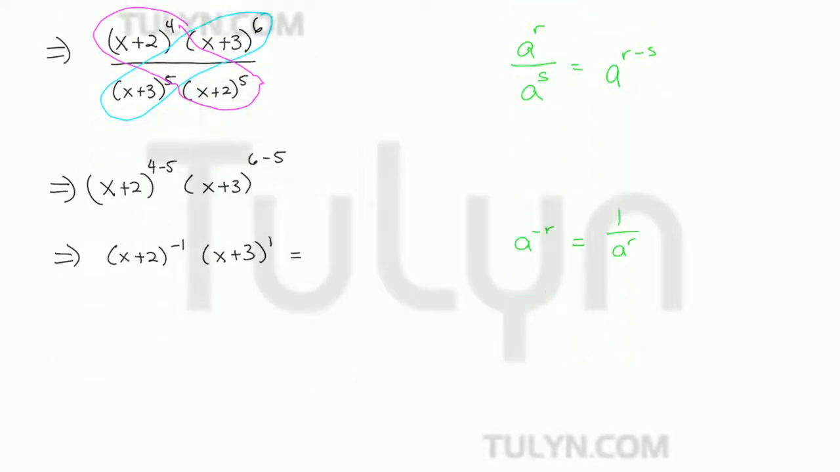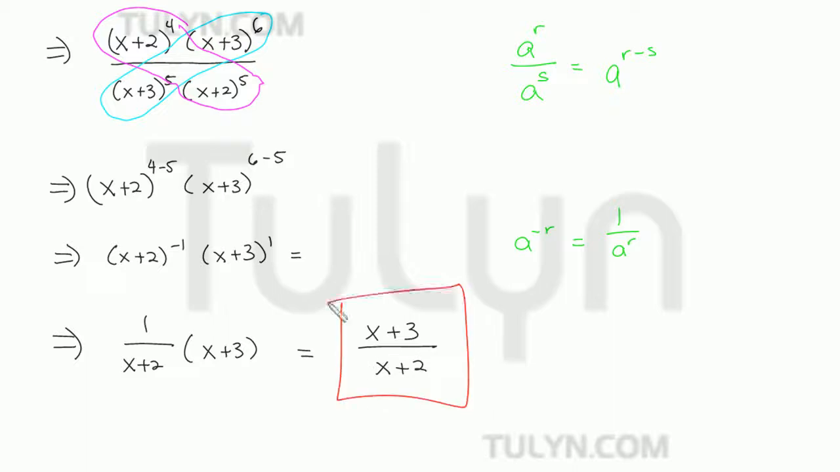So this gives us 1 over (x + 2) times (x + 3), and finally putting it together, we get (x + 3) over (x + 2). Since there's nothing else we can do to simplify, this is the final simplified form.